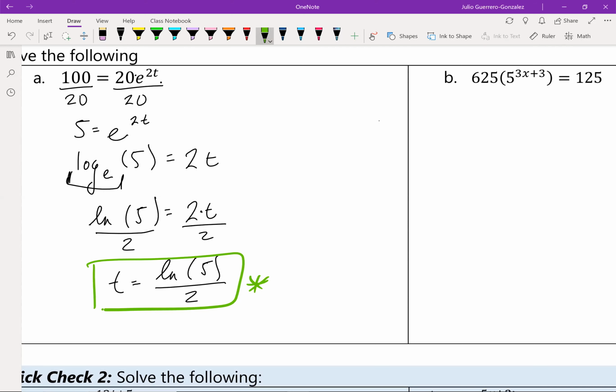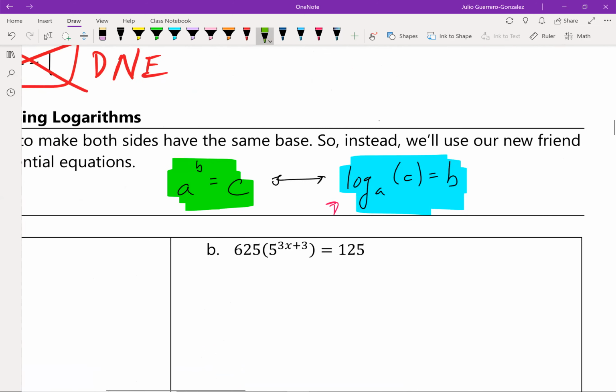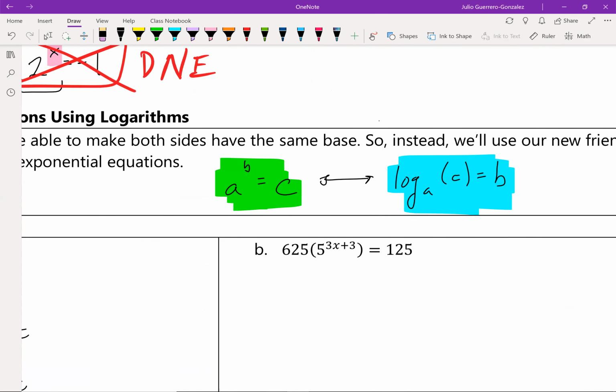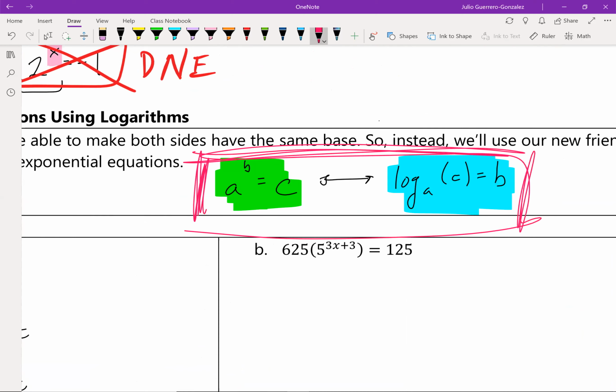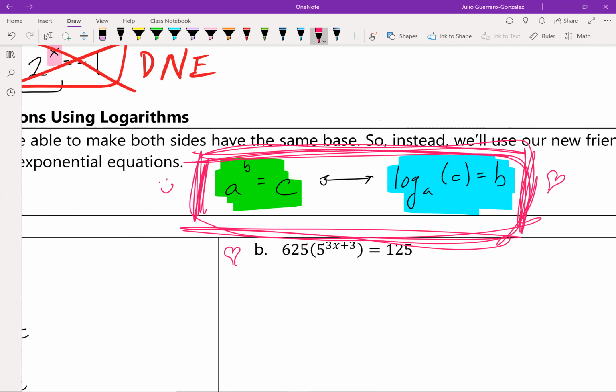How's that feel for people? It's all coming back to you? Yeah. So the handy dandy trick, the magic wand that we will be using repeatedly is this one over here. This will be our saving grace forever and ever and ever, till the end of time. Okay?